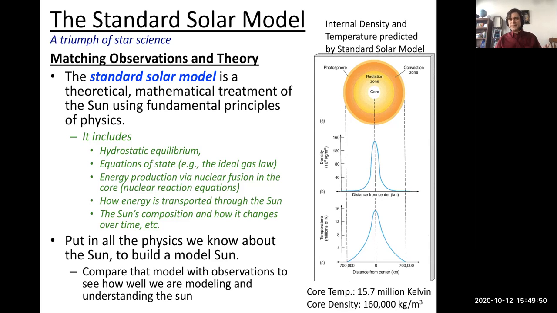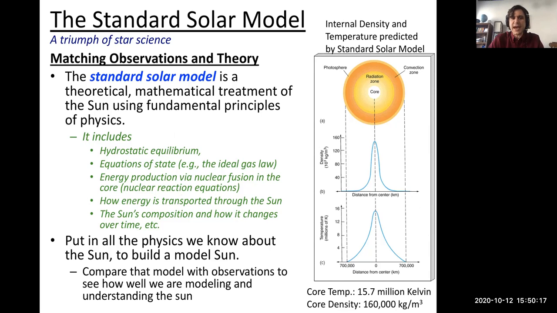And what kind of physics are we going to throw at this? Notice this is all in green text. You by no means need to memorize all the things in the standard solar model. You don't have to know the physics that goes into it, but it includes things like hydrostatic equilibrium. You should know what hydrostatic equilibrium is. It includes things called equations of state. An example of an equation of state would be the ideal gas law for gases.